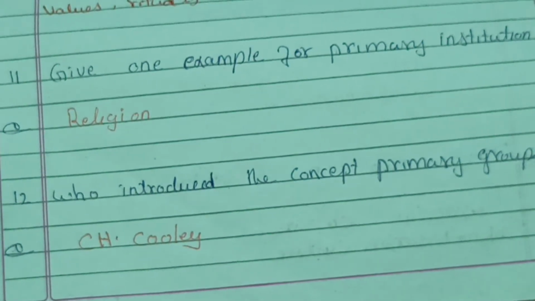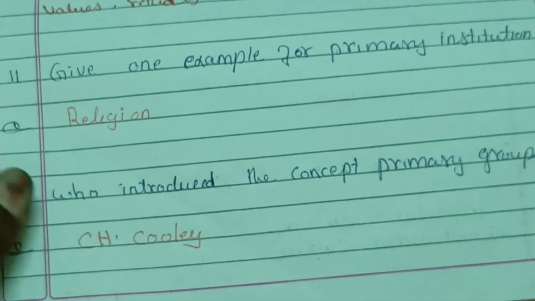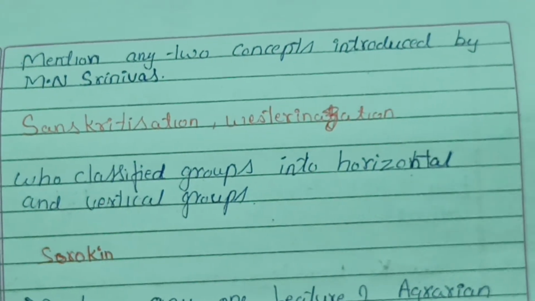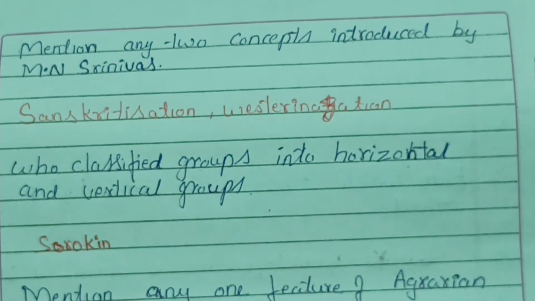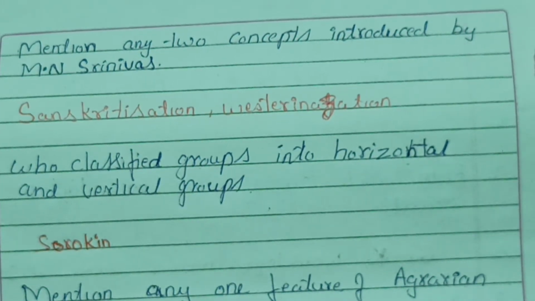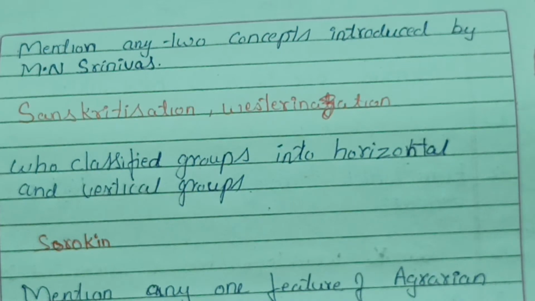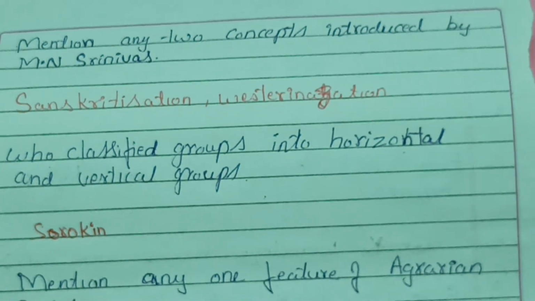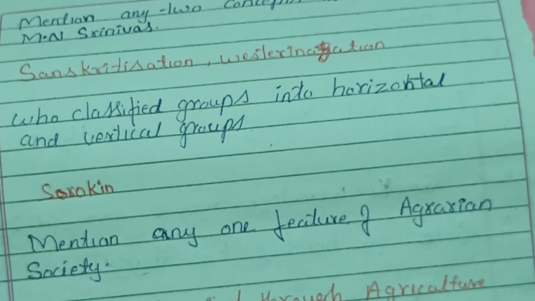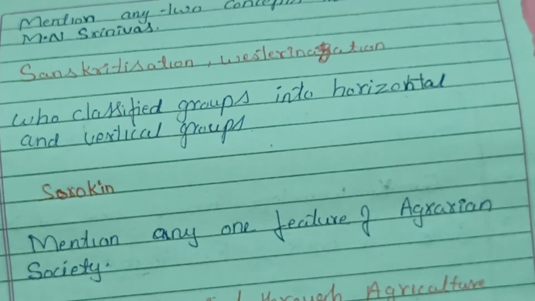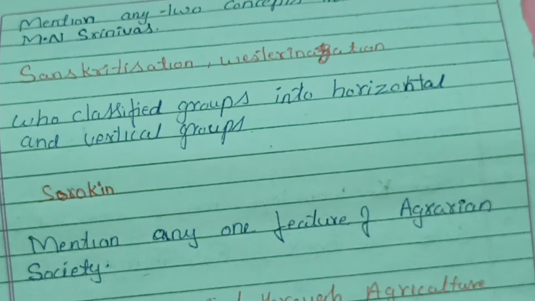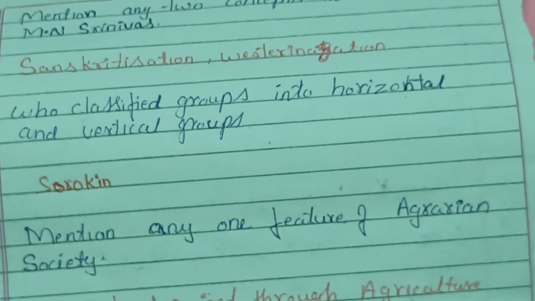Who introduced the concept of primary group? The answer is C.H. Cooley. The next question is mention any two concepts introduced by M.N. Srinivas: Sanskritization, Westernization, dominant caste. Who classified groups into horizontal and vertical group? The answer is Sorokin classified groups into horizontal and vertical group.